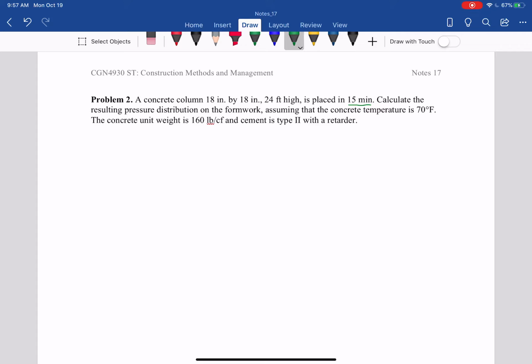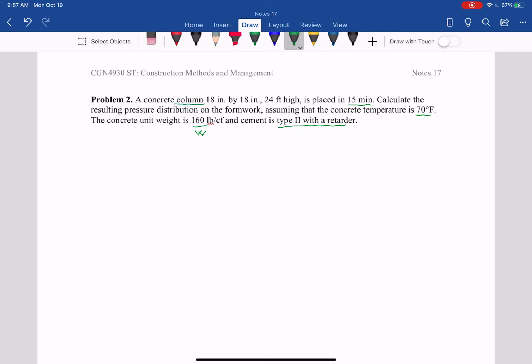Assuming the concrete temperature is 70 degrees Fahrenheit. The unit weight of the concrete, that is W, is given, and the cement is type 2 with a retarder, so we can use table 13.2 to determine C sub C, the chemistry coefficient. So this is the column.